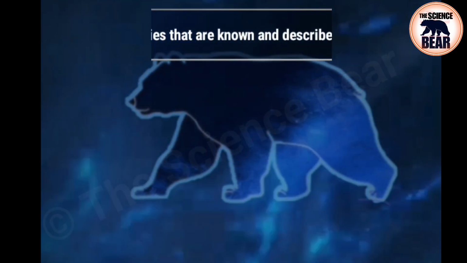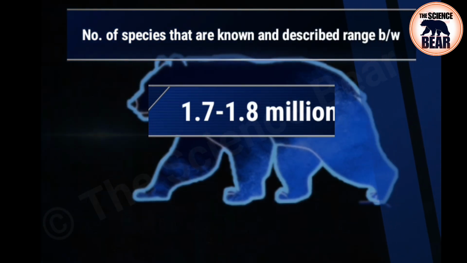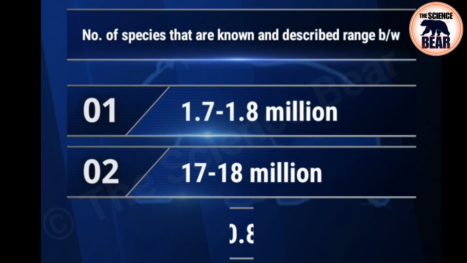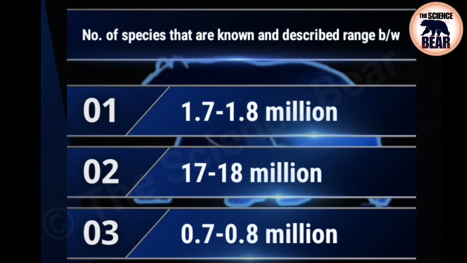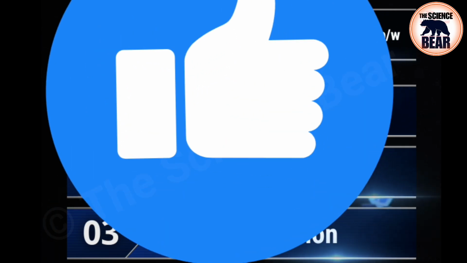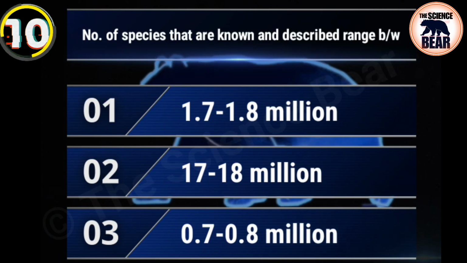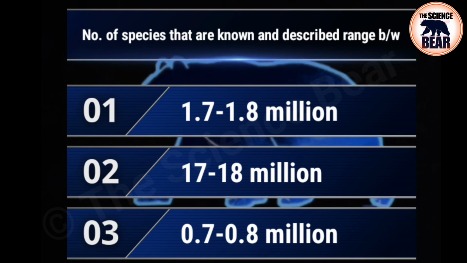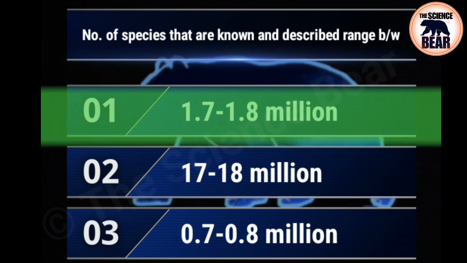The number of species that are known and described ranges between 1.7 to 1.8 million, 17 to 18 million, or 0.7 to 0.8 million? Comment your answer and do like and share. The correct answer is 1.7 to 1.8 million.